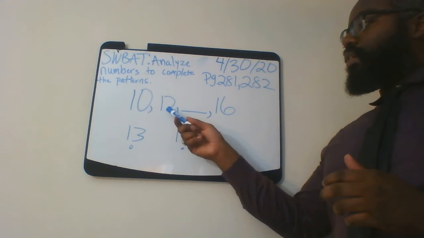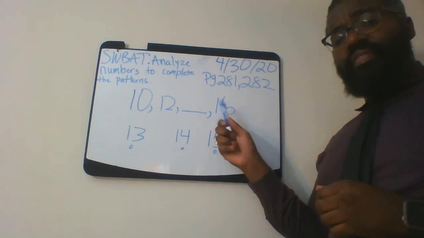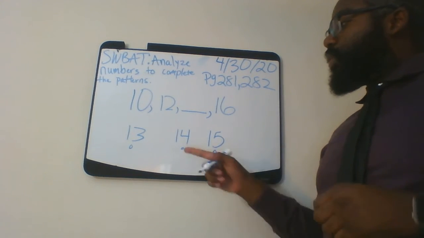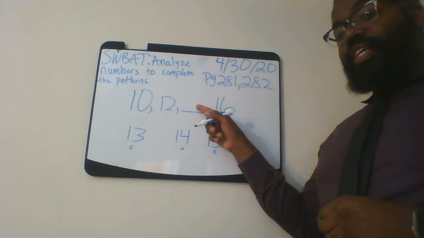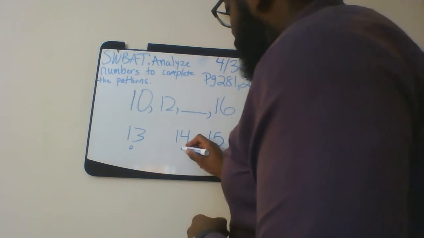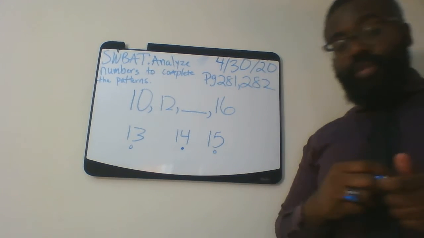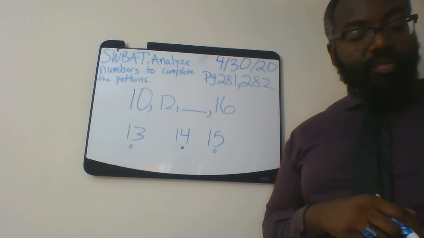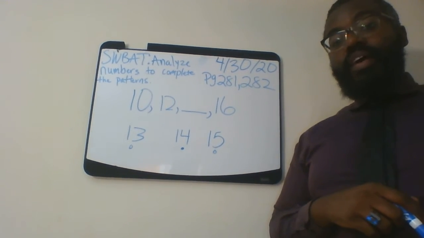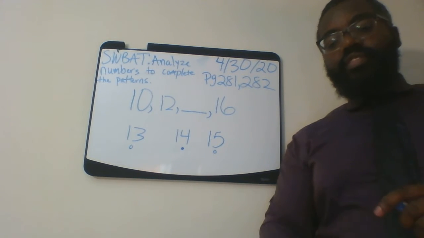Will it be 10, 12, 13, 16? No, that doesn't sound right. Let's try 14. 10, 12, 14, 16. That is correct. So we will bubble in the number 14. When you look at the next problem, make sure you take your time to recognize the pattern. Then choose your answer.